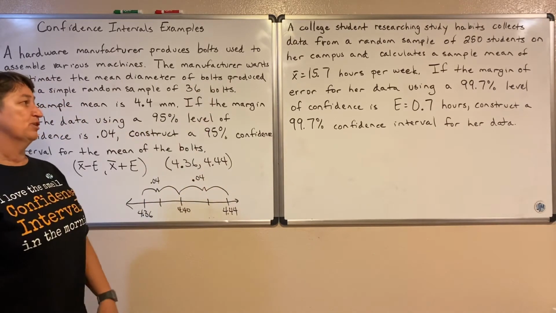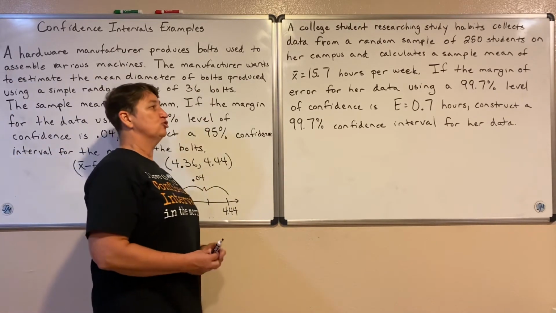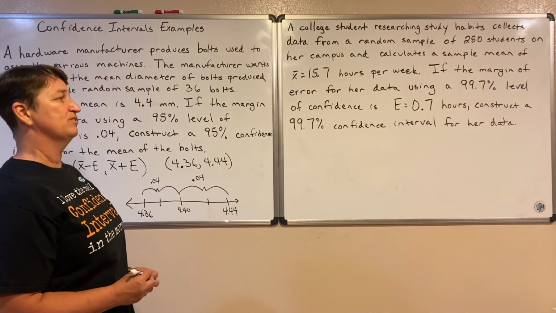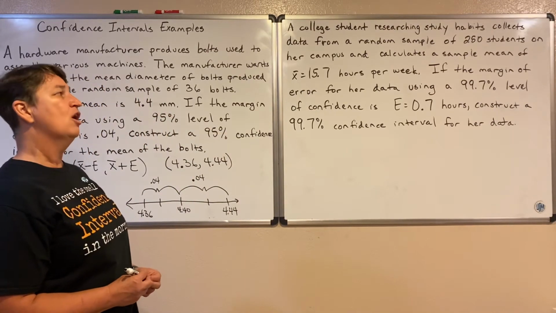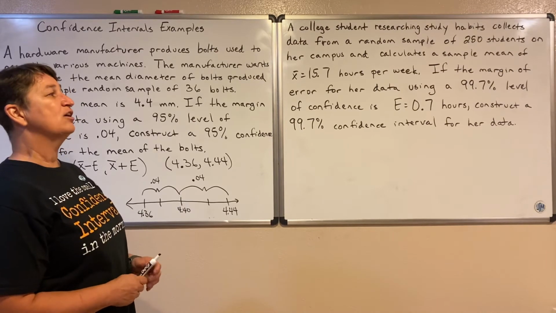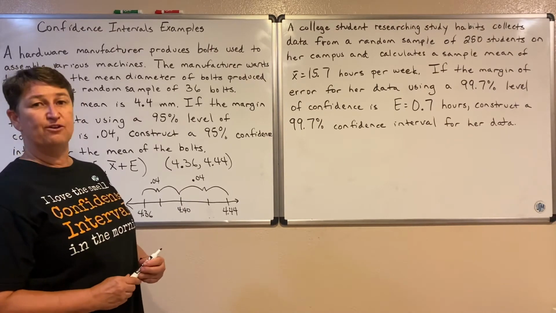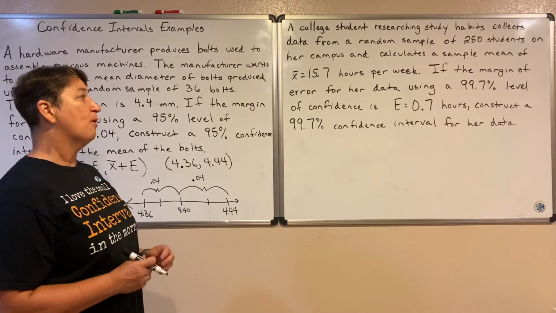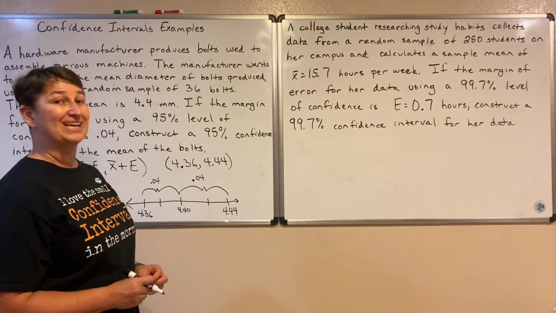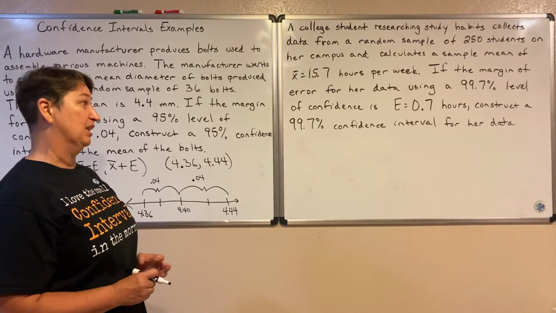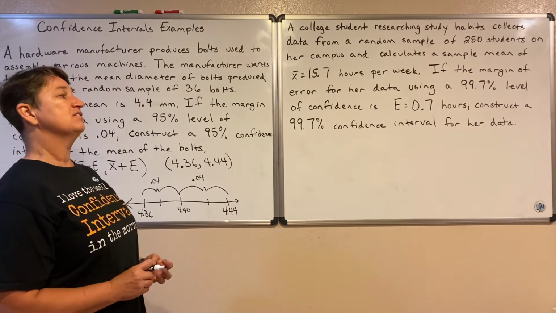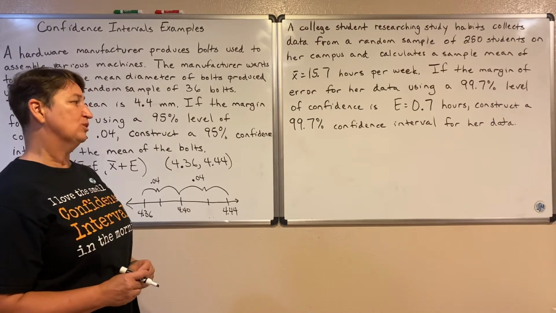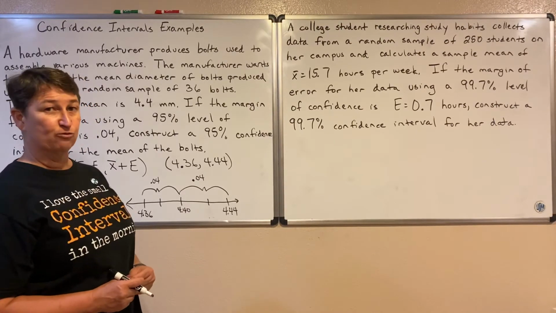So let's do another example here. A college student researching study habits collects data from a random sample of 250 students on her campus and calculates a sample mean of 15 7/10 hours per week. If the margin of error for her data using a 99.7% level of confidence is 7/10 hours, construct a 99.7% confidence interval for her data.